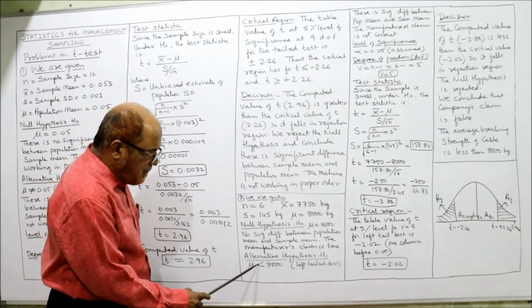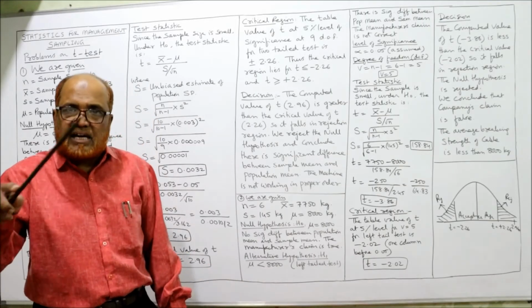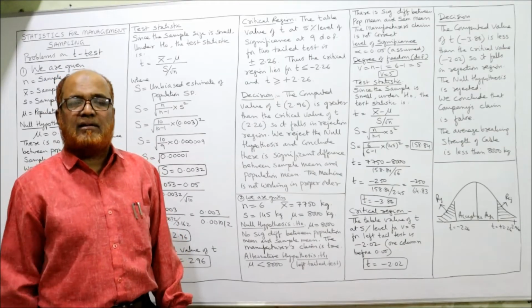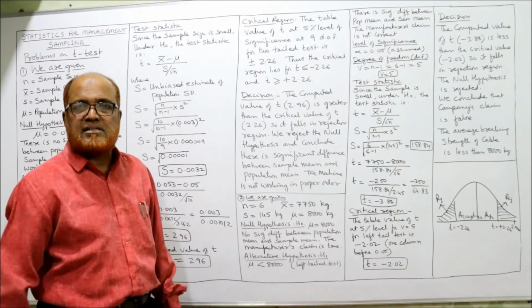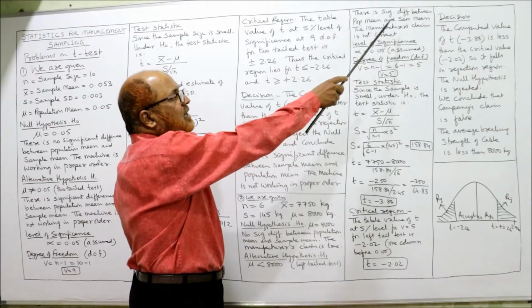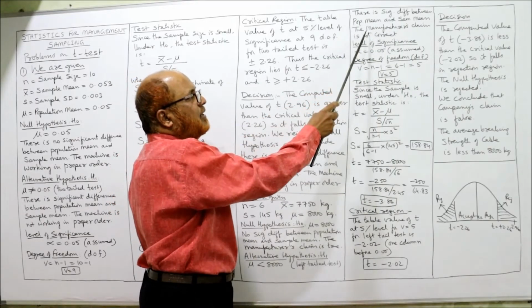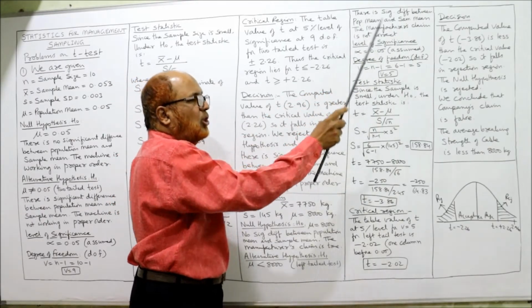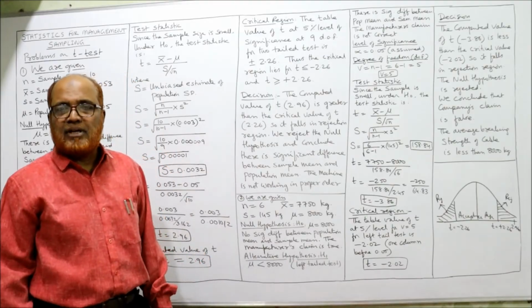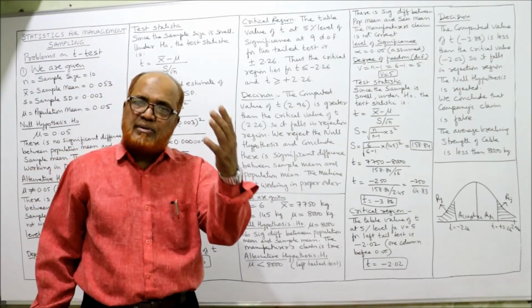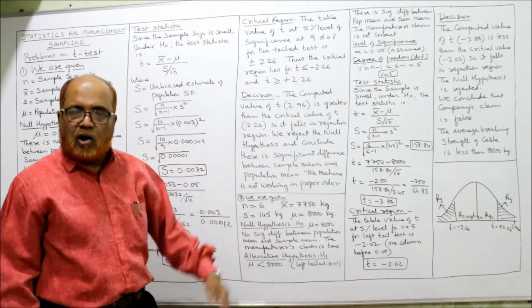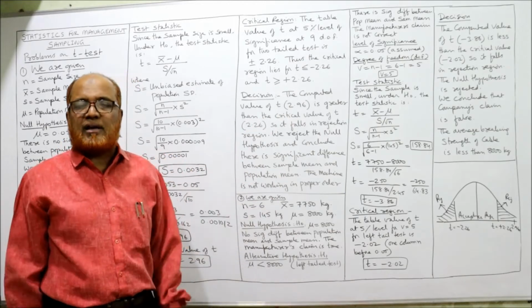When it is less than, it is left tail. If it is greater than, it will be right tail. So it is a one tail test. Now there is significant difference between population mean and sample mean. The manufacturer's claim is not correct. Null hypothesis: the manufacturer's claim is correct. Alternative hypothesis: it is not correct.